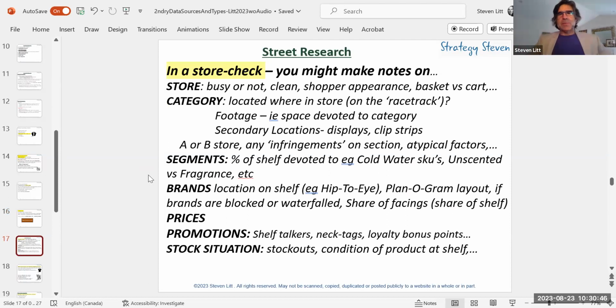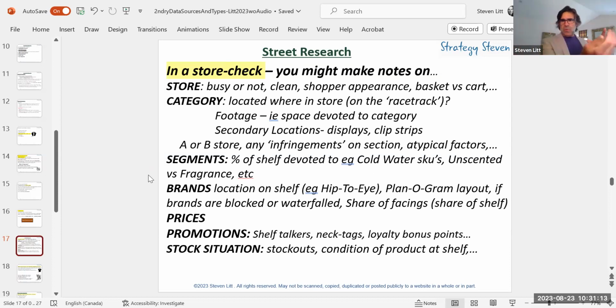Here's my list of some of the things that I've been making notes of for many decades doing store checks. First, the store. Is it busy? Is it clean? What does it appear to be? Are there basket or cart shoppers? Are people shopping together or alone? Older people, younger people, general traffic patterns. Second, category. Where is your, let's say it's your jam and spreads category, located in the store?